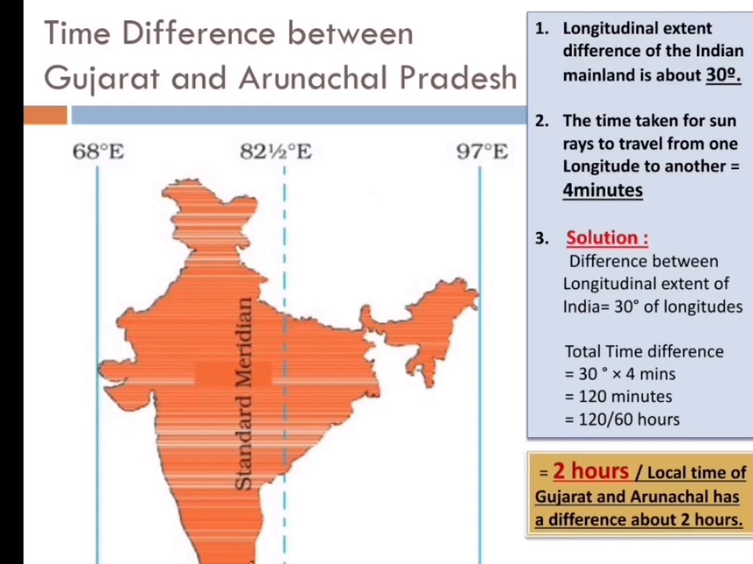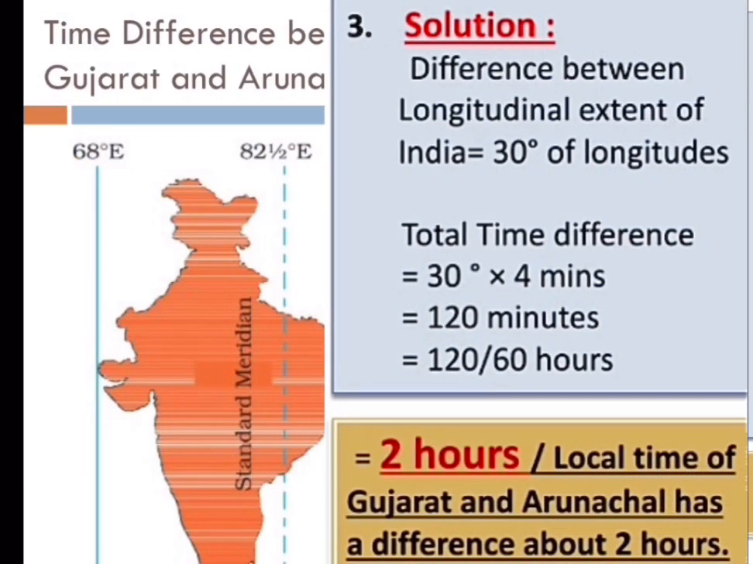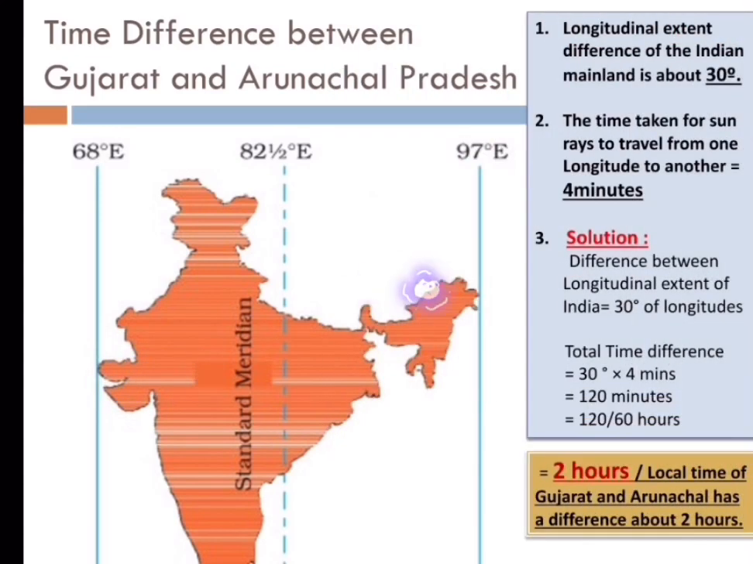When I see the movement of sun rays from 68 degrees to 97 degrees, or roughly 30 degrees, how do we calculate the time difference in India? The 30 degrees multiplied by 4 minutes, I get 120 minutes. 120 minutes accounts to be 2 hours, which means that the time difference between Gujarat in the west and Arunachal Pradesh in the east stands to be 2 hours. But have you heard about this?